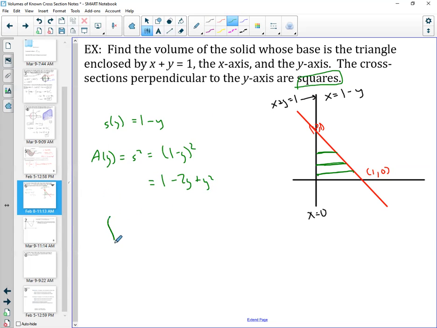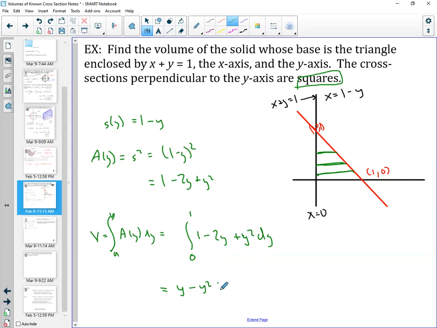Then my volume is the integral from a to b of a of y dy. The integral from, let's see, it starts at y is 0 and goes to y is 1, of 1 minus 2y plus y squared dy. Like I said, if you did this in terms of x, you get this exact same integral because this thing is symmetric in every way. Since it says perpendicular to the y-axis, you should do it in terms of y.